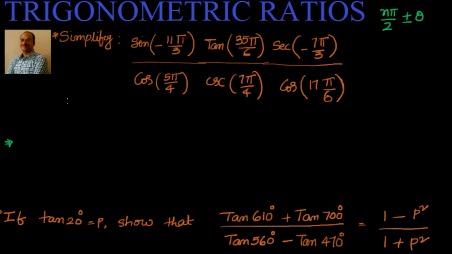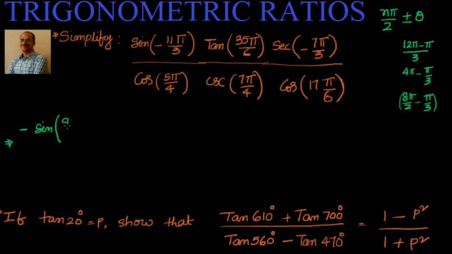Sin of minus 11 pi by 3, that's nothing but minus of sin 11 pi by 3. I will write 11 pi by 3 as 12 pi by 3 minus pi by 3, that is 4 pi minus pi by 3, that's nothing but 8 pi by 2 minus pi by 3. That way I can substitute in the formula of n pi by 2 plus or minus theta. So I will do the same thing for all of them.